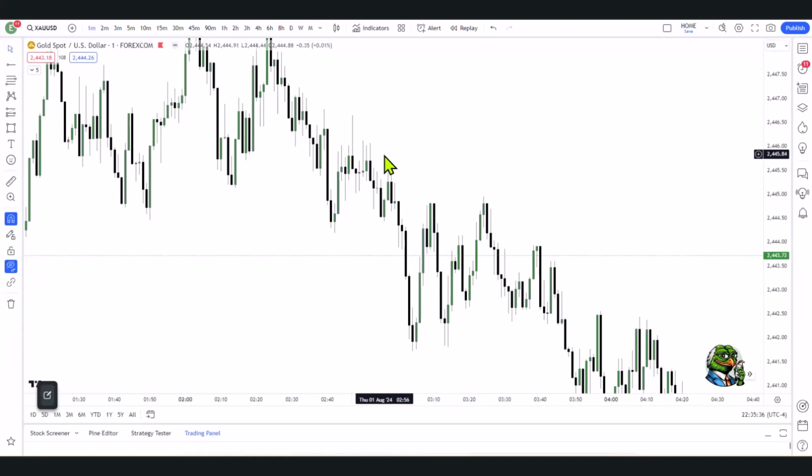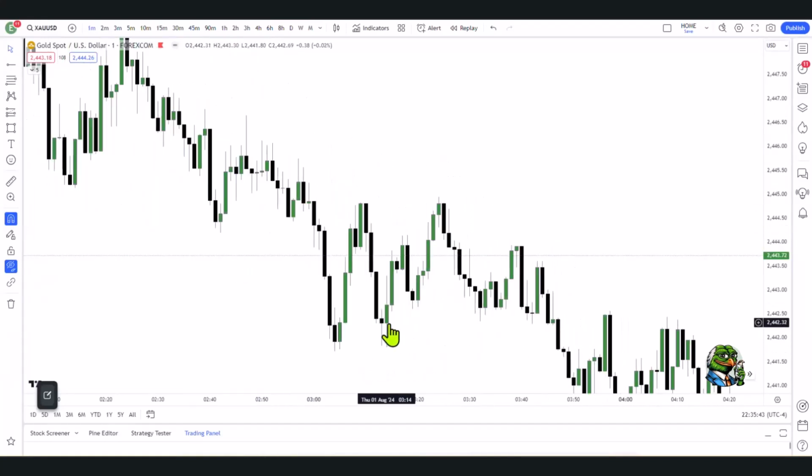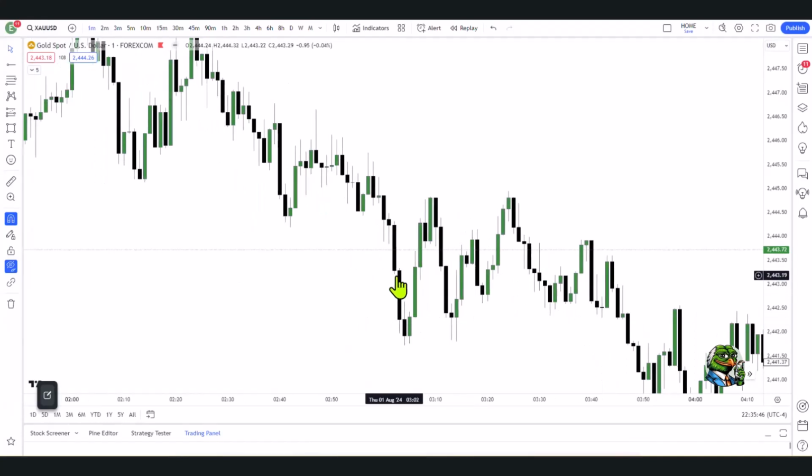But at 3 a.m. I see nice displacement. We have a number of gaps. So I'm waiting for the market to pull back. Now, is it going to pull into this gap? Right? Is it going to pull into this gap? Is it going to pull into this gap? What's the gap that I'm looking for?